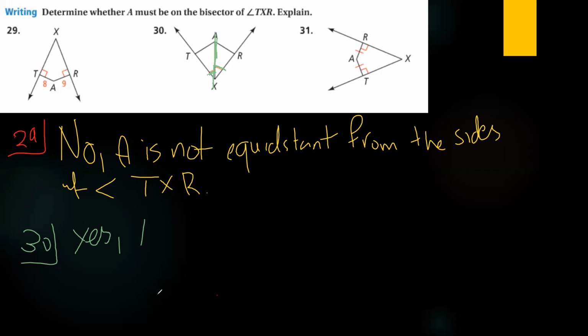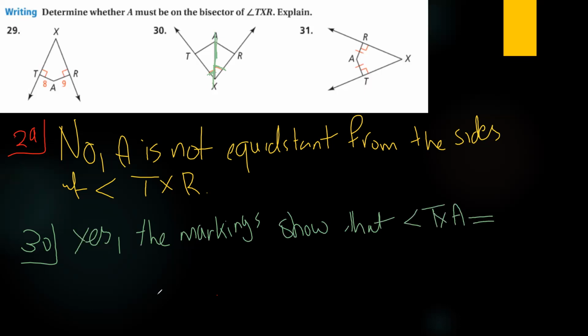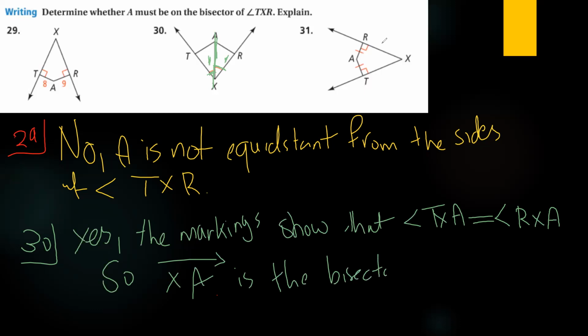So the markings here show that the angle TXA is equal to the angle RXA. TXA, this angle here, is equal to the angle RXA. So because of that, we can conclude that XA is the bisector of angle TXR.